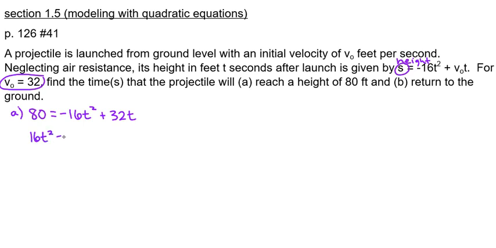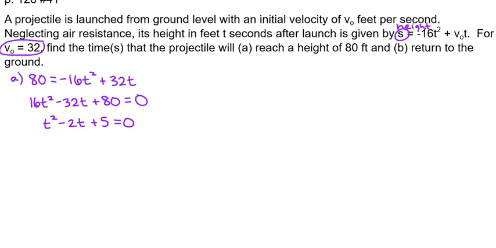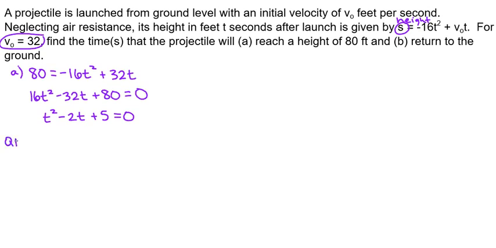I don't like the leading coefficient to be negative, so I'm moving all the terms over to the left, which helps for the leading term to have a positive 16 as its coefficient. And each of these coefficients is divisible by 16, so if we divide the whole equation by 16, we get something that's a lot easier to work with. This is not factorable, so we're going to use the quadratic formula.